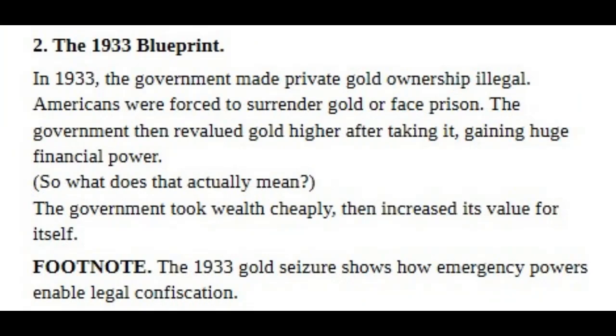2. The 1933 Blueprint. In 1933, the government made private gold ownership illegal. Americans were forced to surrender gold or face prison. The government then revalued gold higher after taking it, gaining huge financial power. So what does that actually mean? The government took wealth cheaply, then increased its value for itself. Footnote: the 1933 gold seizure shows how emergency powers enable legal confiscation.